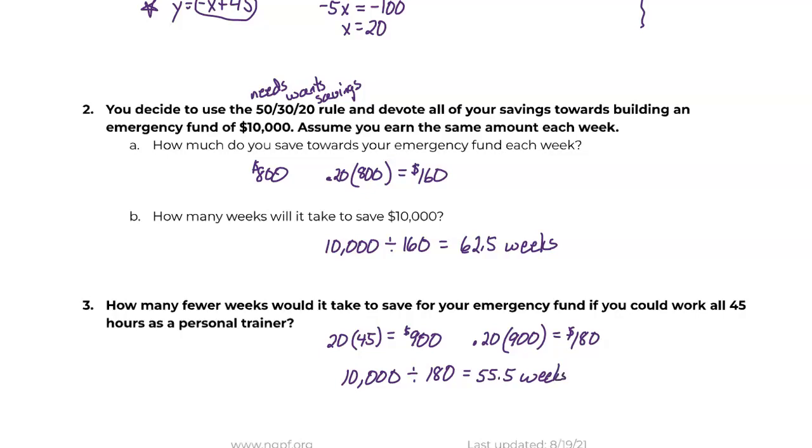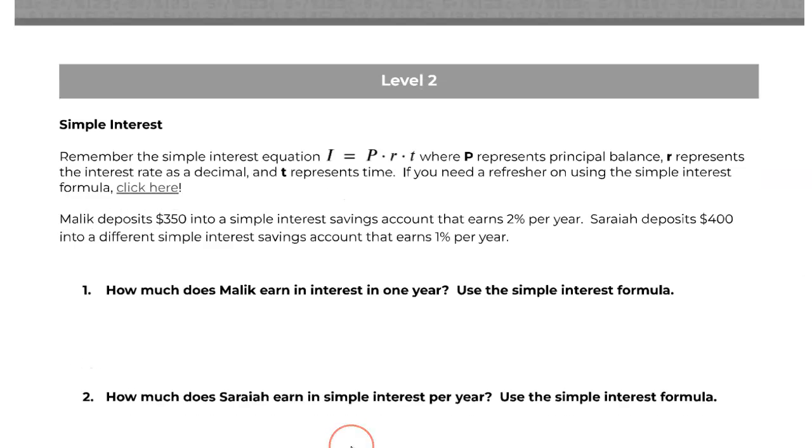The question says, how many fewer weeks will it take? 62.5 subtract 55.5. 7 fewer weeks. With greater income, we're able to save an additional $20 per week. If our goal is a $10,000 emergency fund, it will take us 7 fewer weeks to build up that amount of money. Here is level 2, about interest.